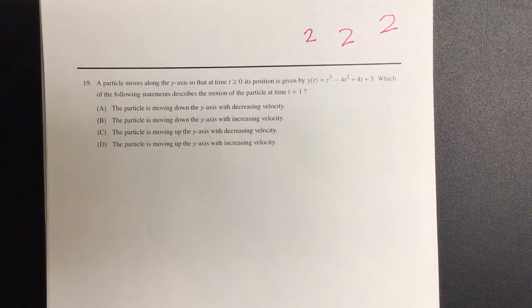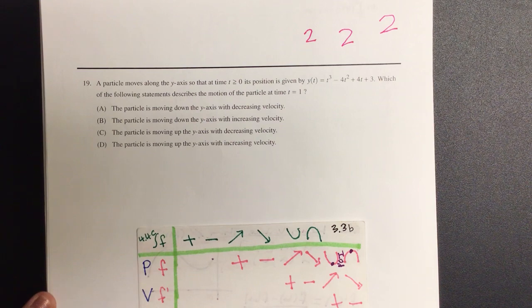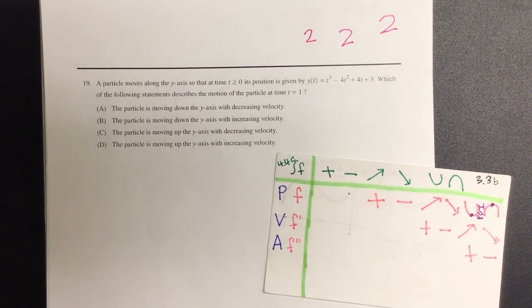Okay, Hannah, go ahead and read number 19, please. A particle moves along the y-axis so that at time t is greater than or equal to 0, its position is given by y(t) equals t cubed minus 4t squared plus 4t plus 3. Which of the following statements describes the motion of the particle at time t equals 1?